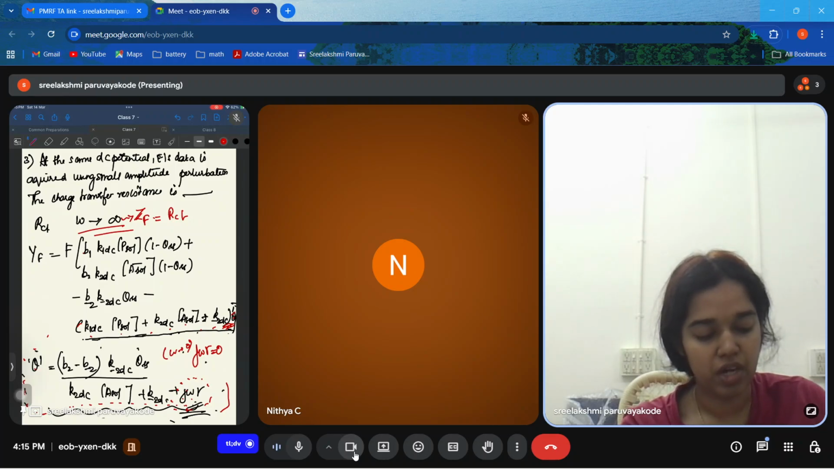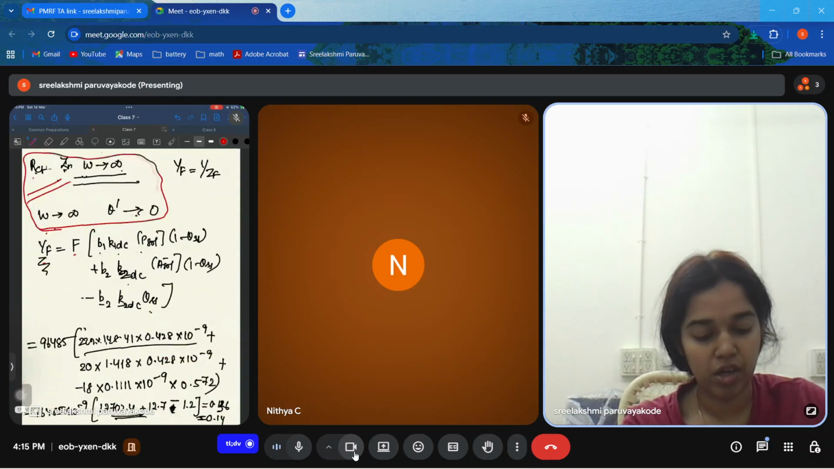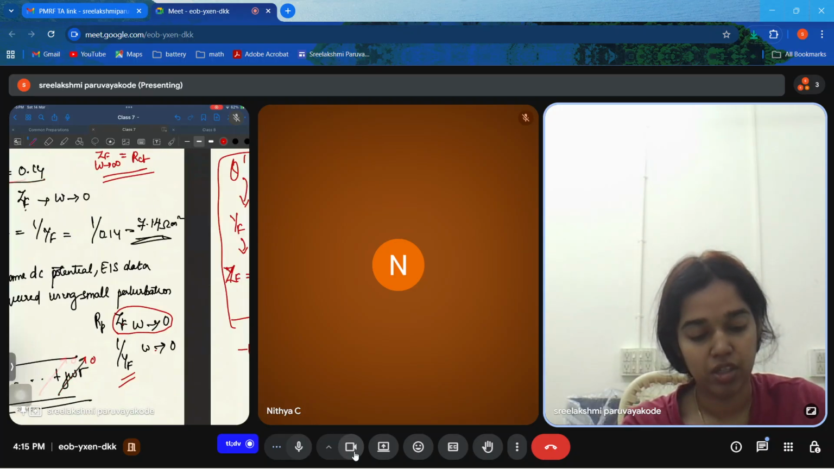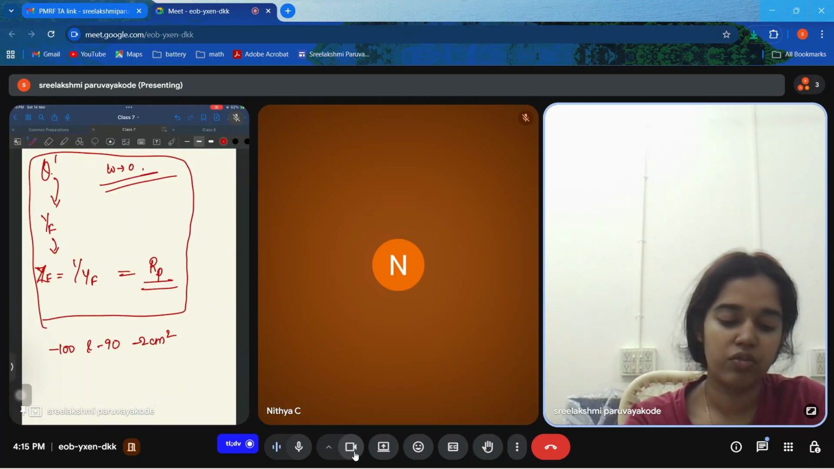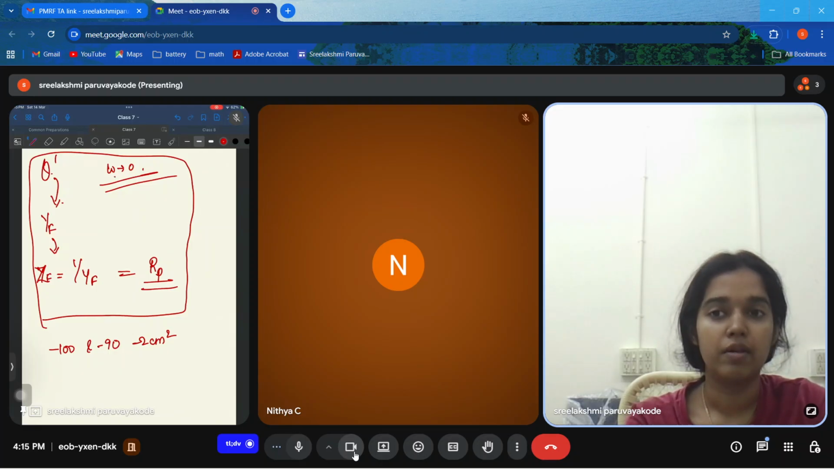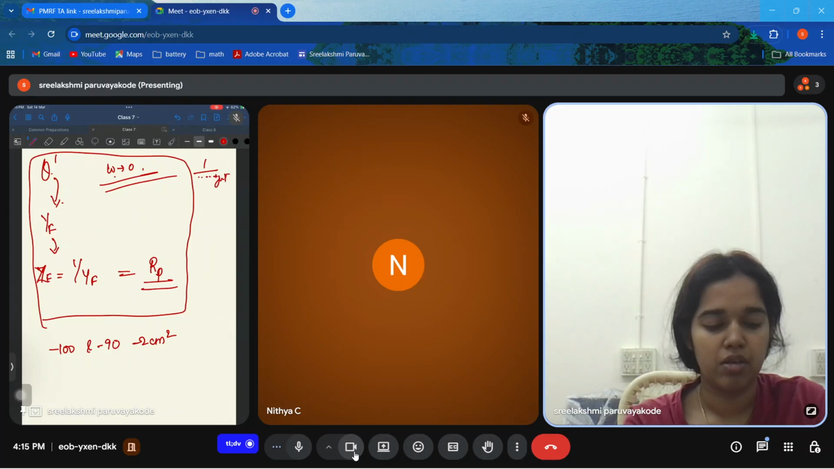Then substitute the value of theta dash over here in the YF equation, solve it. So it is a little more intense calculation. As said, theta dash, find it out by substituting omega equal to 0. So that last term, 1 by many terms plus j omega gamma, will tend to 0. The rest remains. You find out theta dash, substitute it in the YF equation, find out what is YF. Then ZF becomes 1 by YF. That value will give the RP.